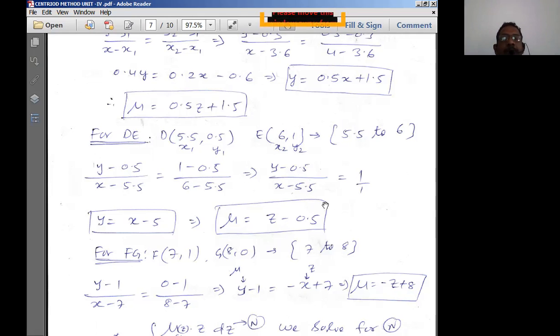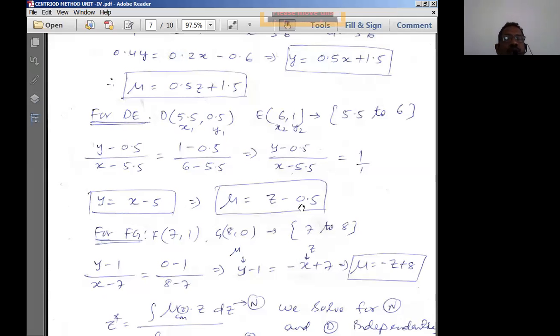So I get something like y is equal to x minus 5. It was mistakenly written here as 0.5; it should be 5. So y is equal to x minus 5 is the correct answer, and we replace y with mu and x with z. The constant remains as it is. It should be 5, not 0.5 here. Please consider this as the equation now.